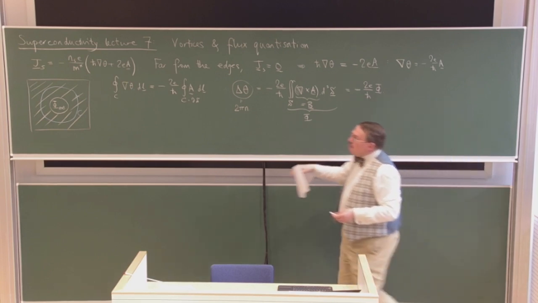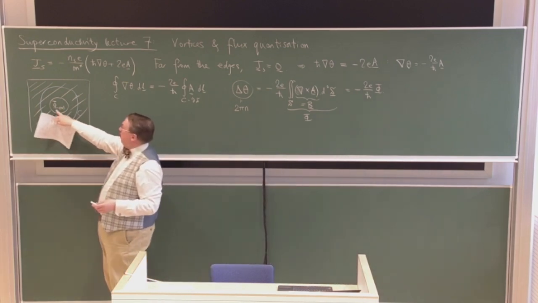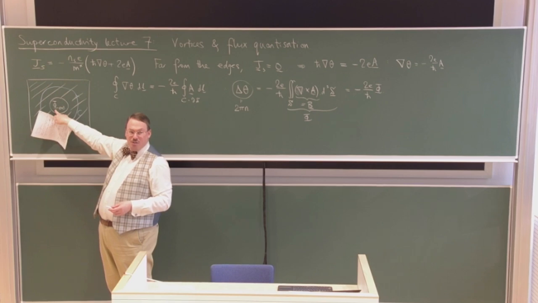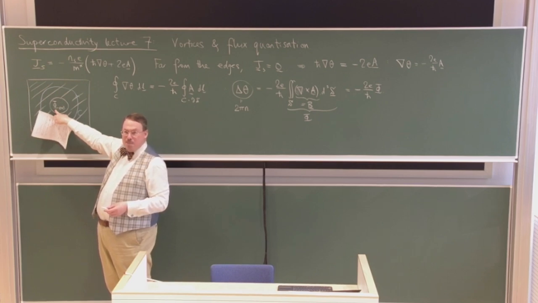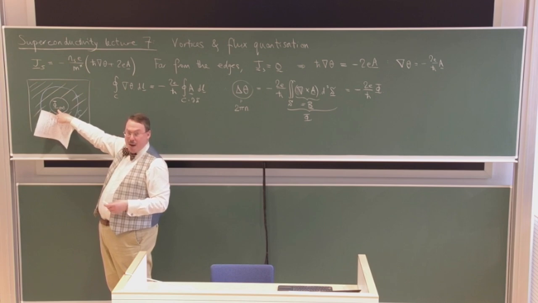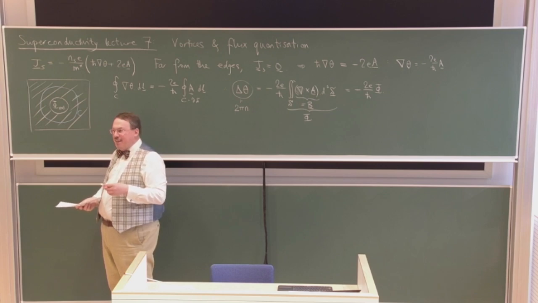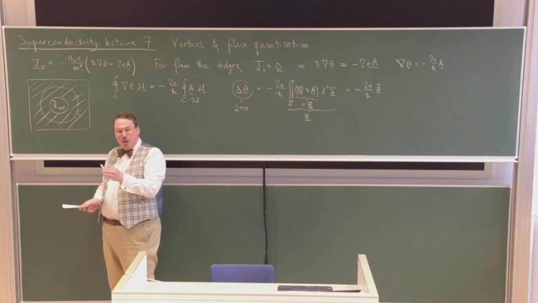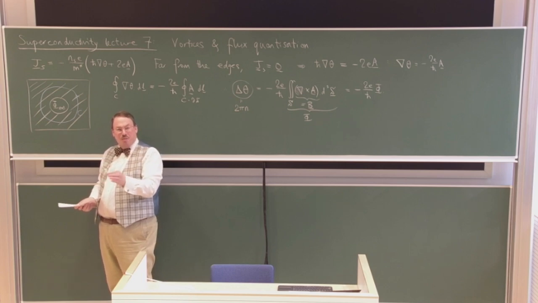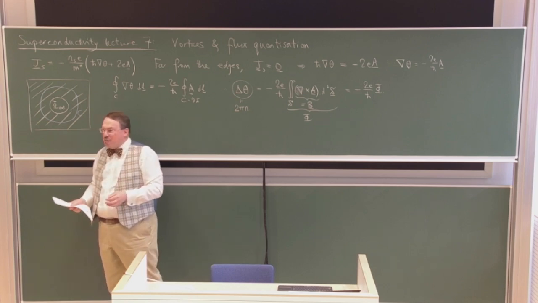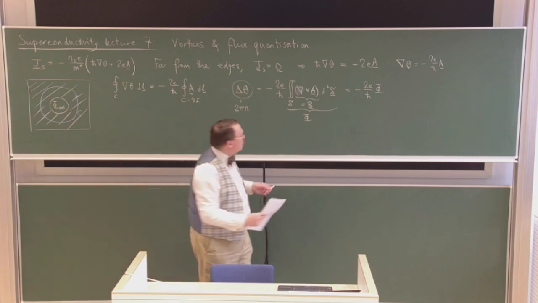Now that doesn't mean that the flux that I applied using my coils is quantized. It means that if I put a non-integer amount of flux through here, the superconductor will adjust by running supercurrents around the boundary of the cavity, and it will go to the closest total flux, which is consistent with the single valuedness of the order parameter.